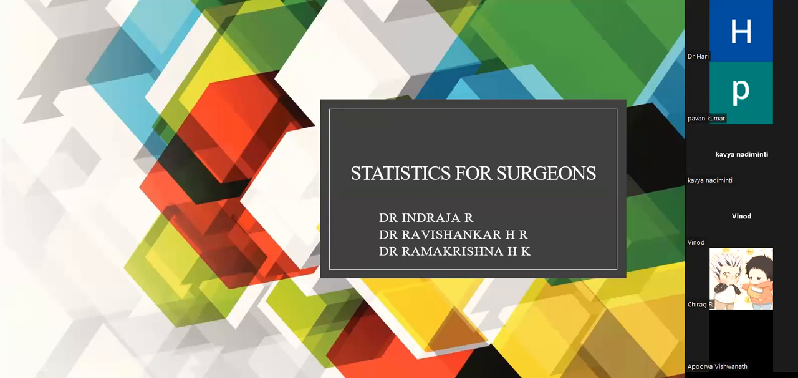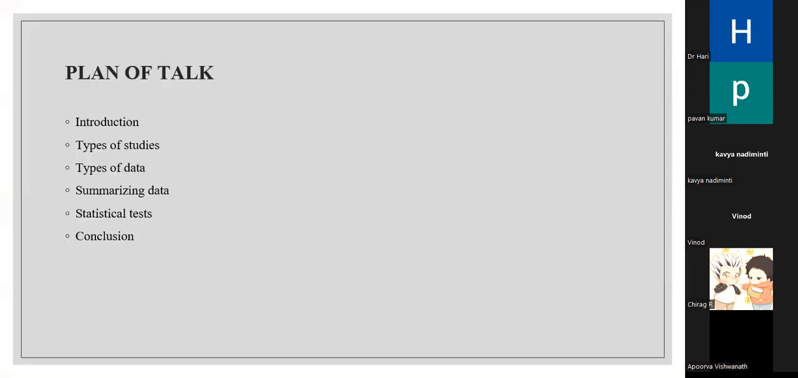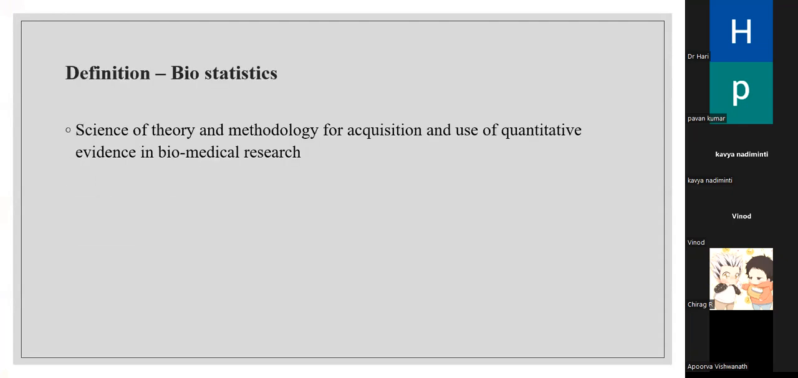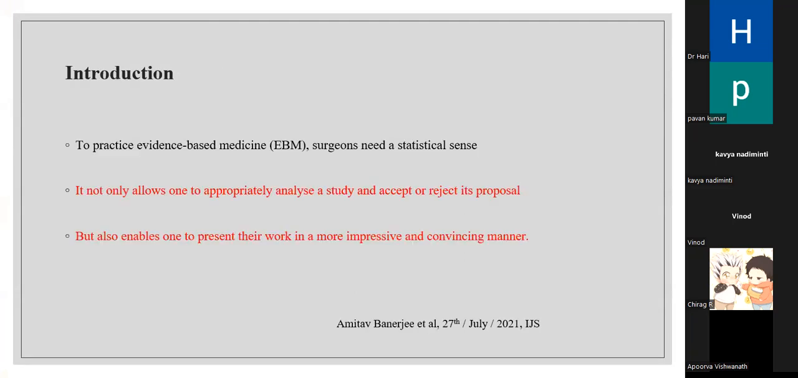Good evening to everyone. I'm Dr. Indraja, second year surgery resident in Saga Hospital. Today, I'm going to discuss statistics, different types of studies, different types of data and statistical tests and their significance. Biostatistics is defined as the science of theory and methodology for acquisition and use of quantitative evidence in biomedical research. Every surgeon should have knowledge about statistics to practice evidence-based medicine. It not only allows us to appropriately analyze a study, it also enables us to present our work in a more impressive and convincing manner.